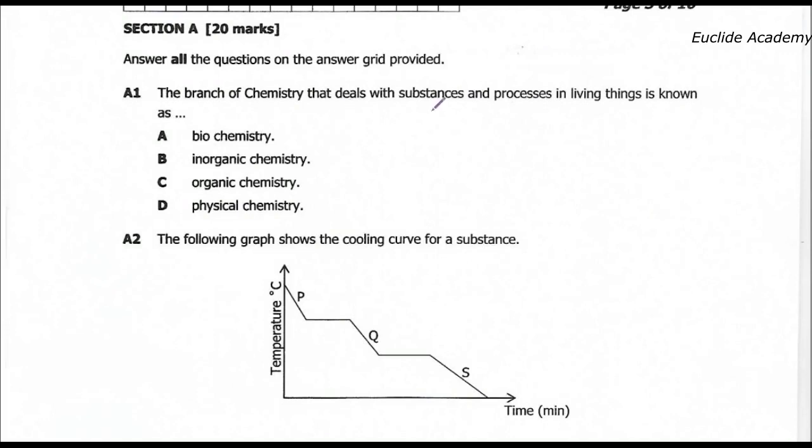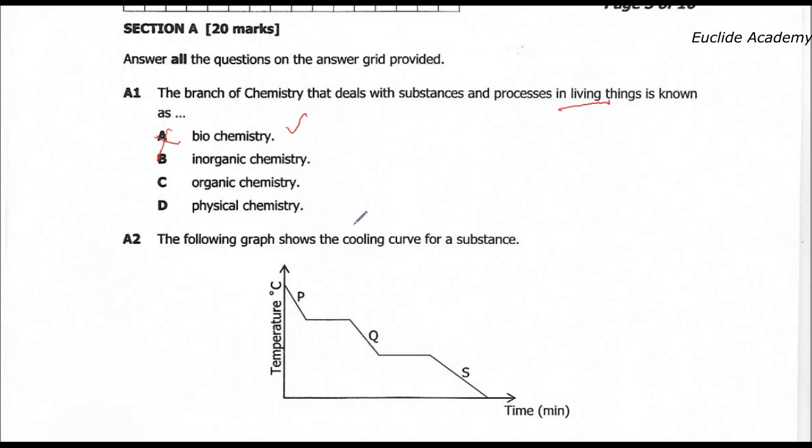The branch of chemistry that deals with substances and processes in living things is known as: A, biochemistry; inorganic chemistry; organic; and physical chemistry. When you talk about processes in living things, we are referring to some biological aspect of it. So the best answer here will be biochemistry, which involves studying substances and processes in living things. So that would be the answer.